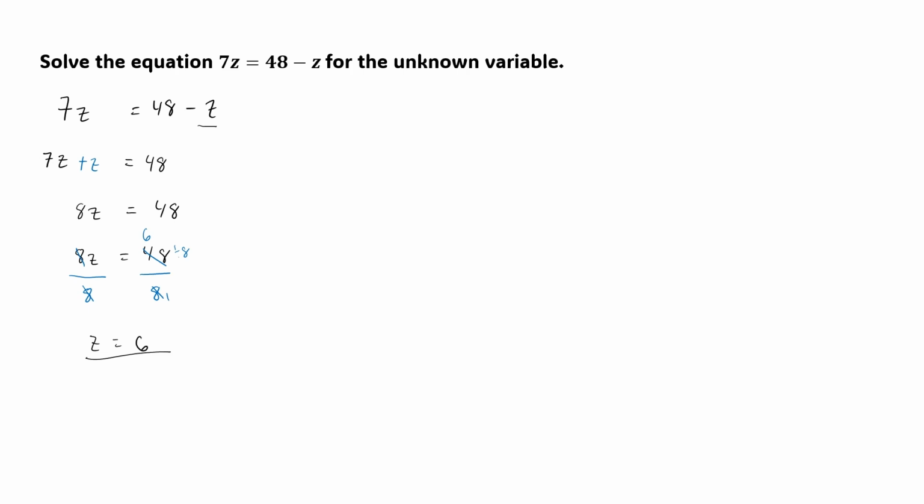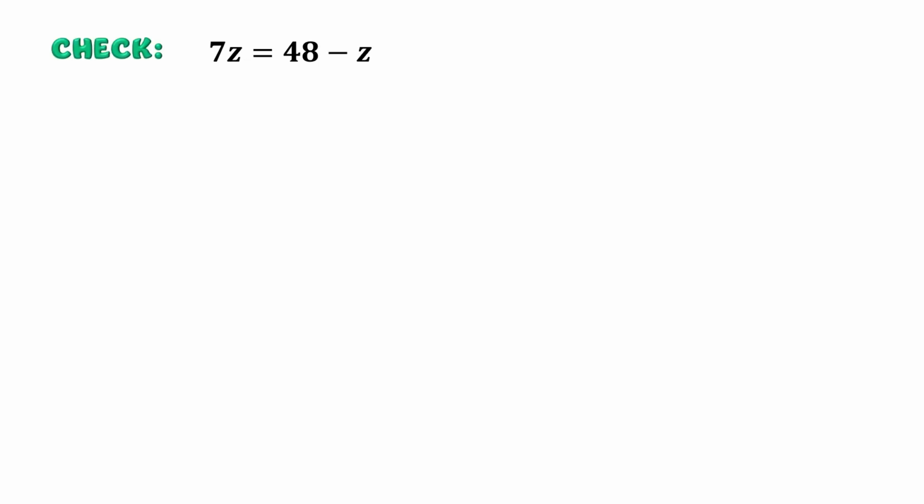So now that we have solved for our unknown variable z, we're now going to check our answer by substituting z equals 6, meaning we're replacing z everywhere that it appears in our equation with the number 6. And then we're going to simplify both sides of our equation to make sure that they both equal the same thing. So 7 times 6 will equal 42. And 48 minus 6 will also equal 42, which means that z equals 6 is the correct solution for this equation.